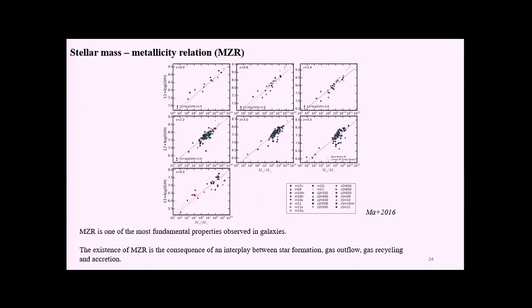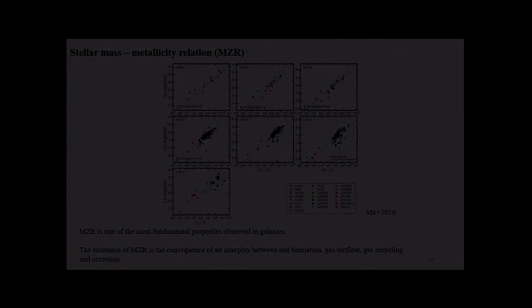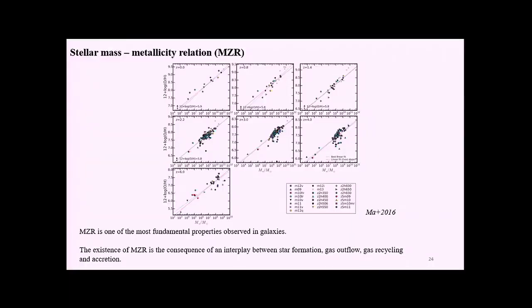One important application for the metallicity constraint is to study the redshift evolution of the stellar mass versus metallicity relation. So in this figure, I show the mass metallicity redshift evolution predicted by the FIRE simulation from redshift 0 to 6. This work was led by Shengqi in 2016, and he was a PhD student here at Caltech. The mass metallicity relation is one of the most fundamental properties observed in galaxies.